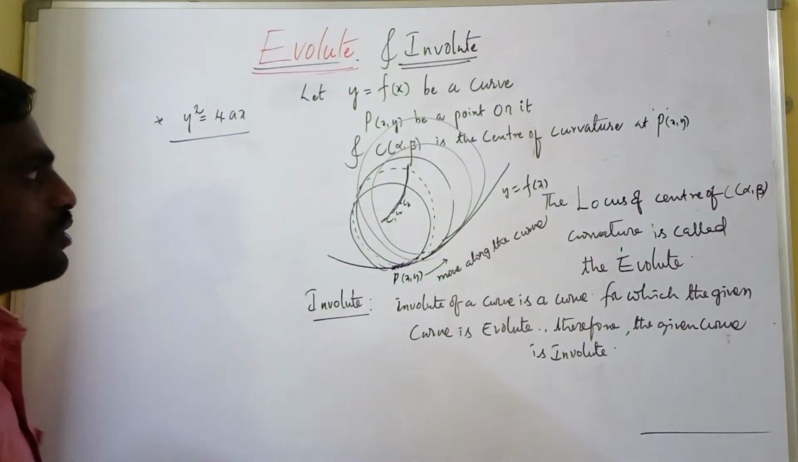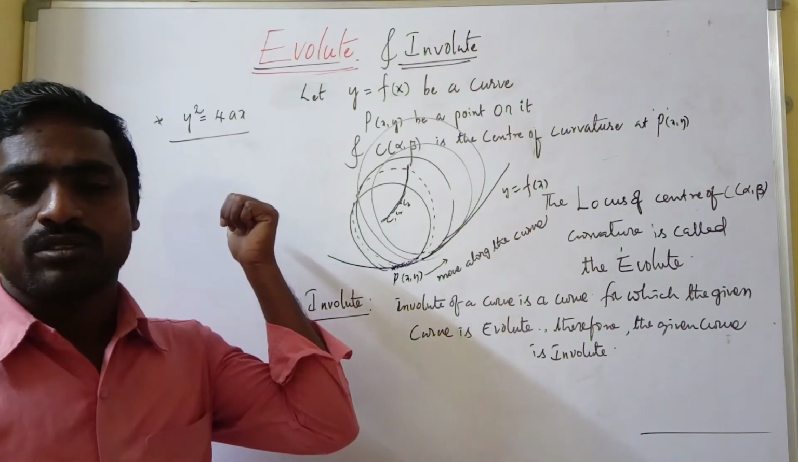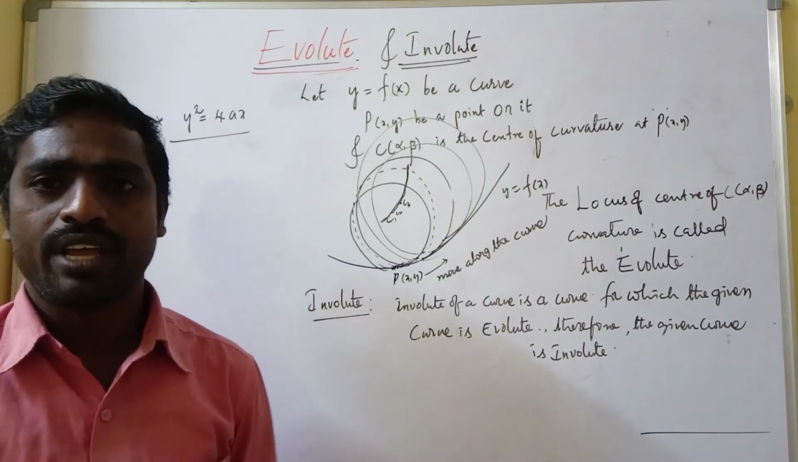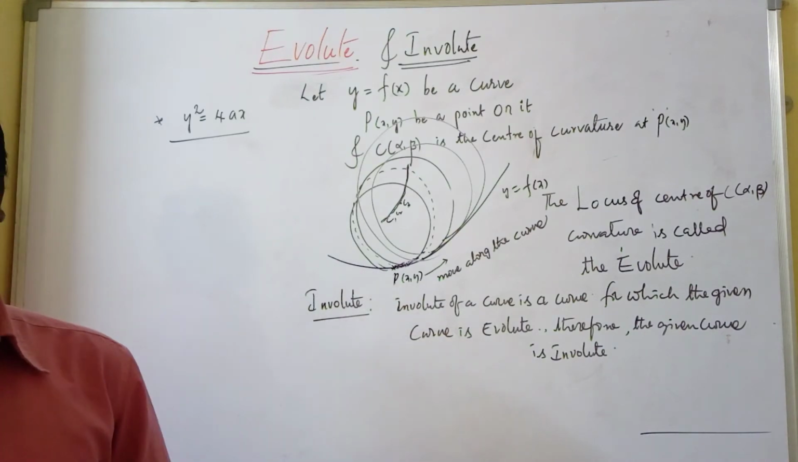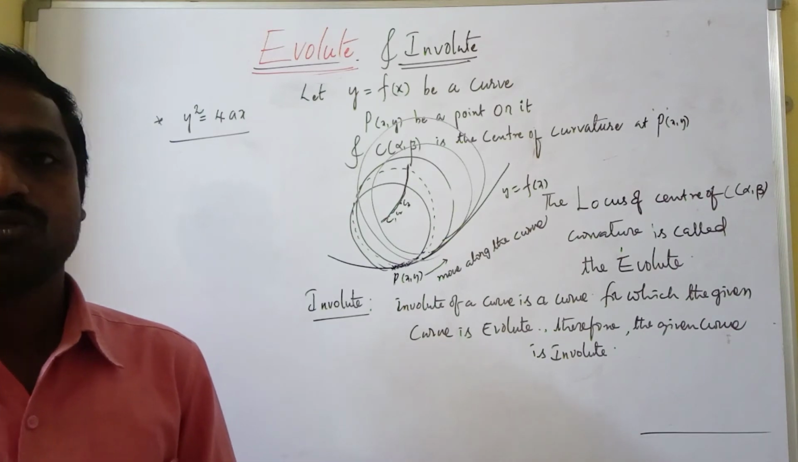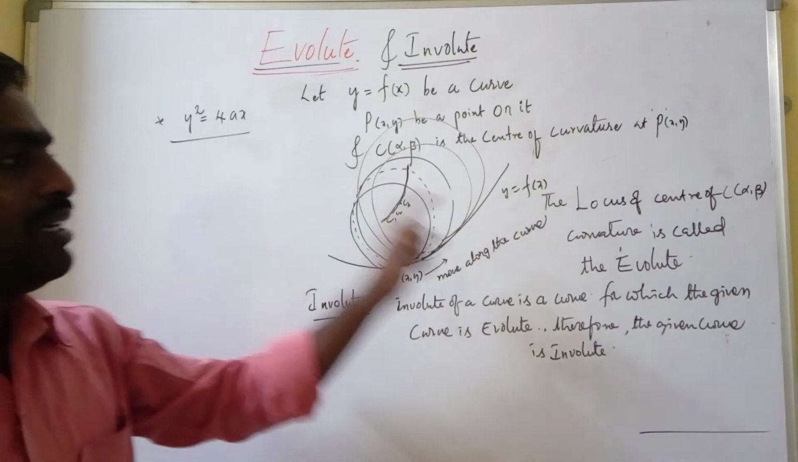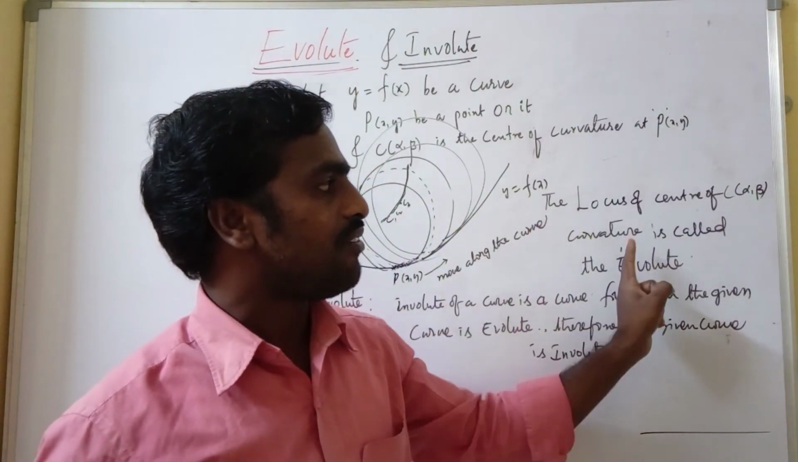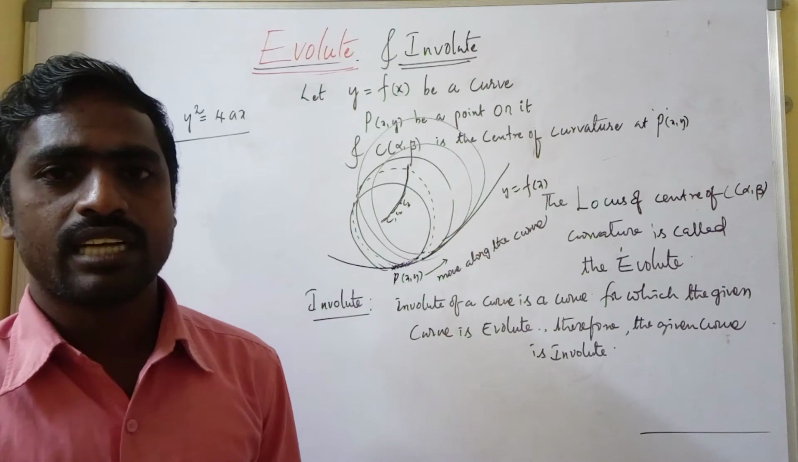So what is the evolute of this parabola? The parabola equation is y square equal to 4ax. You want to find the evolute of that parabola. So what do you require for the evolute? Evolute means the locus of the center of curvature is called the evolute.